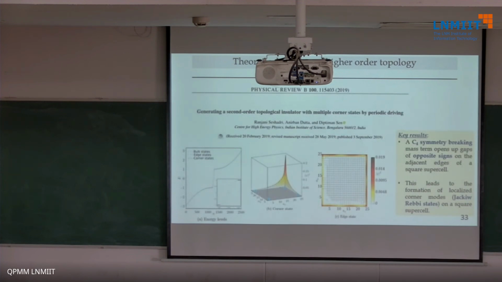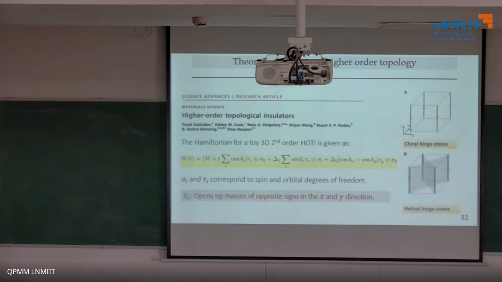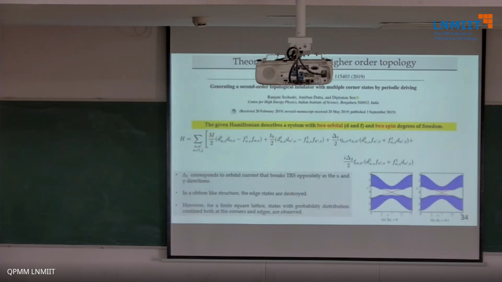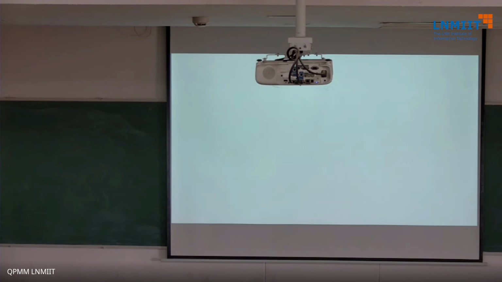This is a paper by Diptiman Sen's group, in which they have done exactly this 3D to 2D reduction, and they have got these corner modes and so on. If you look at this, it is a topological insulator. It looks like a trivial insulator because at the Fermi level there is a gap, but it's not a trivial insulator. It's a higher order topological insulator with all these features. So having said all that, I have about 5 minutes.